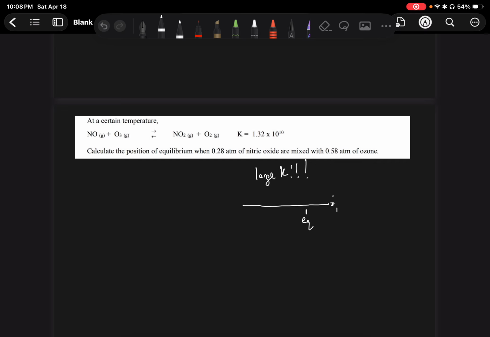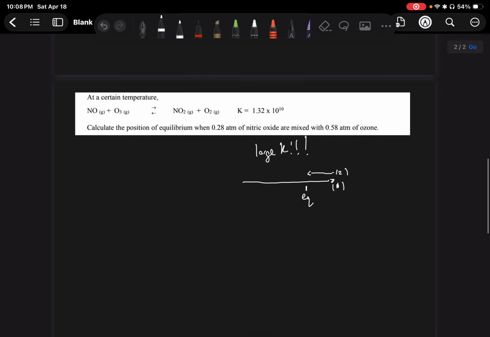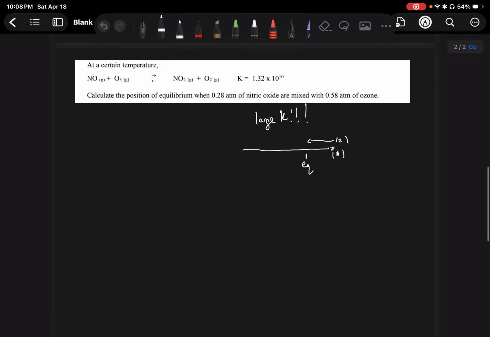And now that'll be like part 1. And then it's going to go back to equilibrium. That's going to be part 2. So we've got to do 2 ICE tables for this, one forward and one reverse. So I guess we'll just start. Let's write down this reaction.